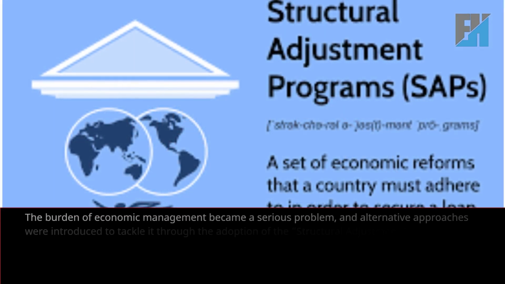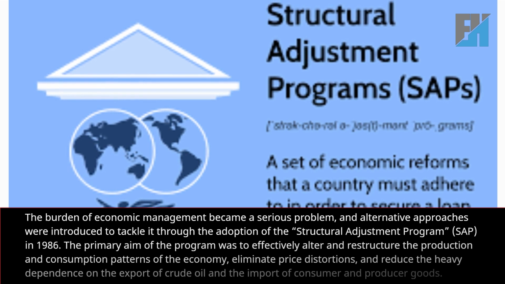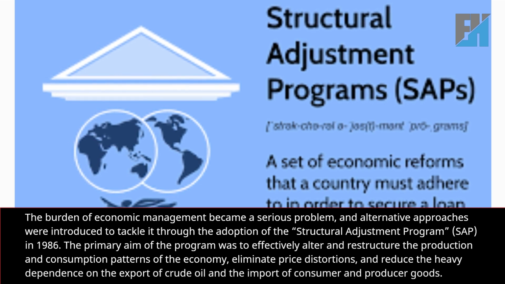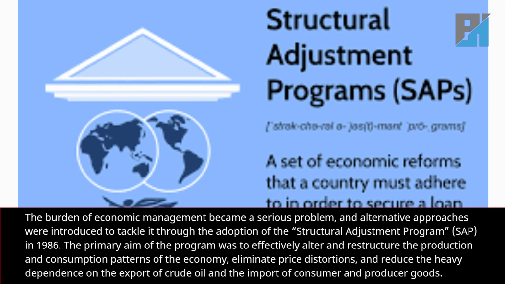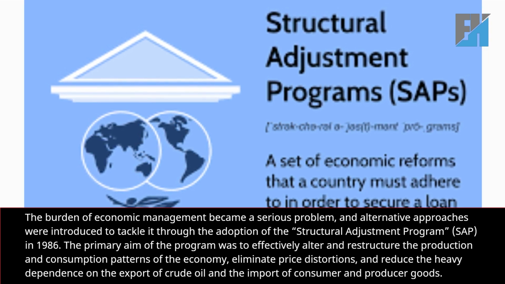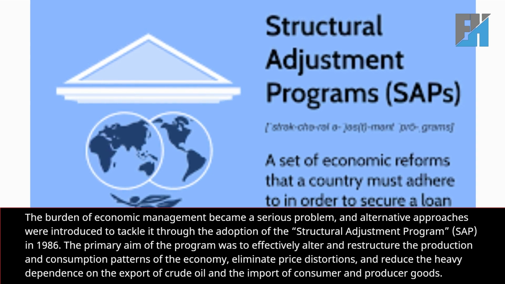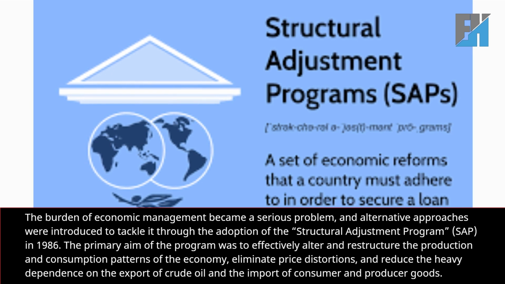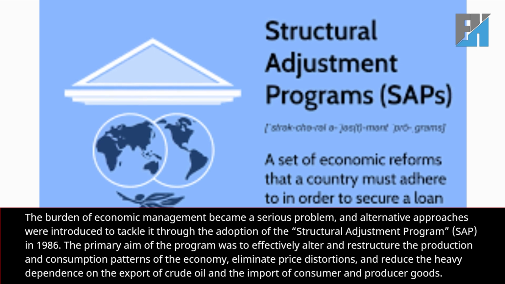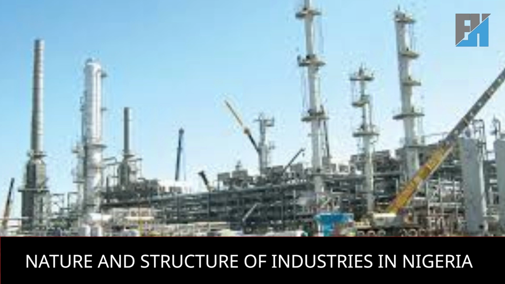The burden of economic management became a serious problem, and alternative approaches were introduced to tackle it through the adoption of the Structural Adjustment Program, SAP, in 1986. The primary aim of the program was to effectively alter and restructure the production and consumption patterns of the economy, eliminate price distortions, and reduce the heavy dependence on the export of crude oil and the import of consumer and producer goods.